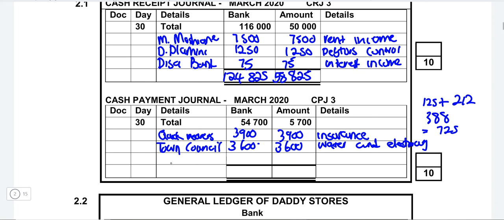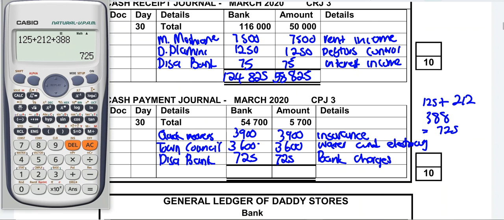Remember, bank charges, we get them from Disa Bank. So we're going to write Disa Bank, and then we're going to write that 725 and also 725 here, and we explain that this is for bank charges. I hope we are together, guys. And once we are done with this, all we need to do is to add these items. So we're going to add the bank and the sundry account columns.